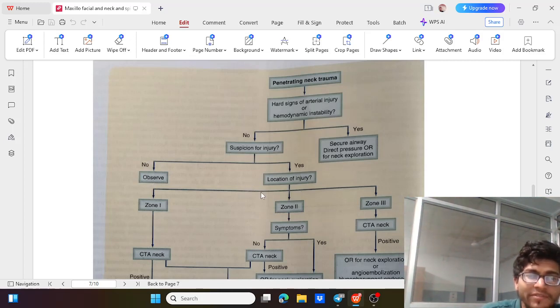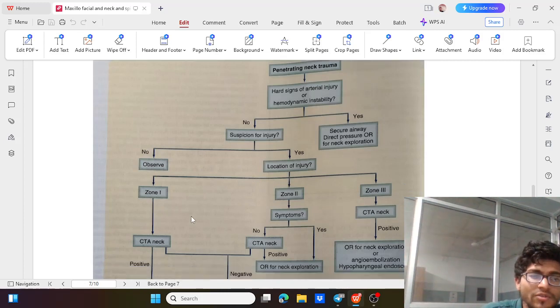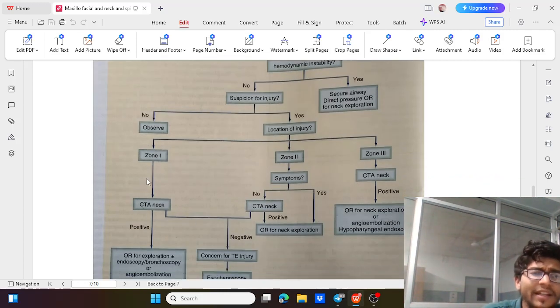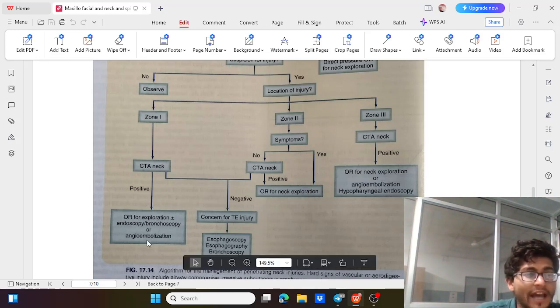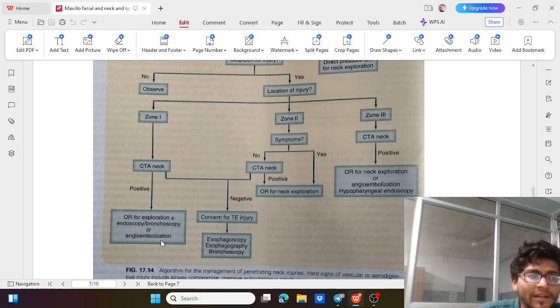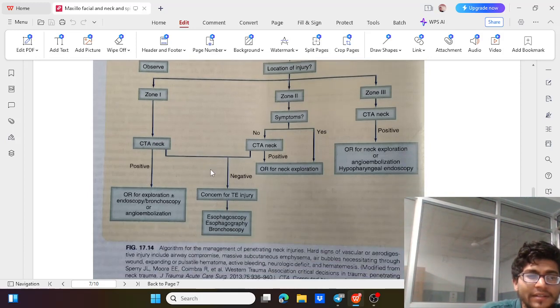If there is no such sign, but we are suspecting an injury, then we'll try to define the location of the injury. If it is in zone 1, then we go for a CT neck. If that is positive, then again we go for exploration with or without endoscopy, bronchoscopy, and if required, even angioembolization, which is an interventional radiological procedure, where we'll be securing the vessels by a minimally invasive technique. And if the CT and neck angio is negative, then we'll consider other things.